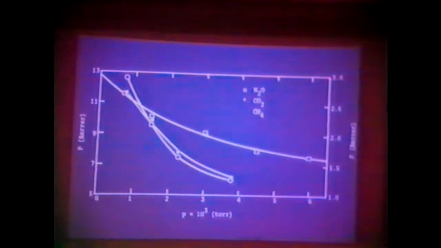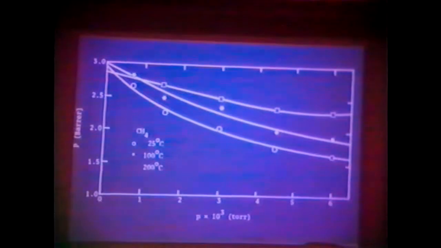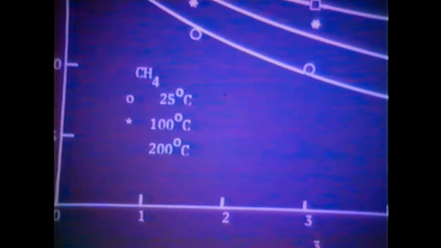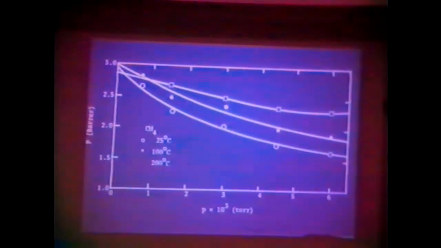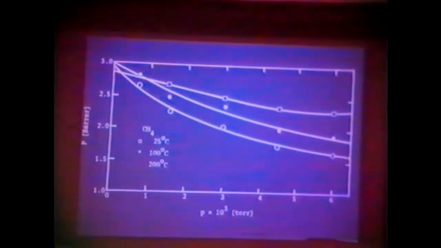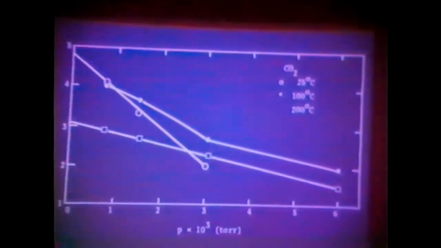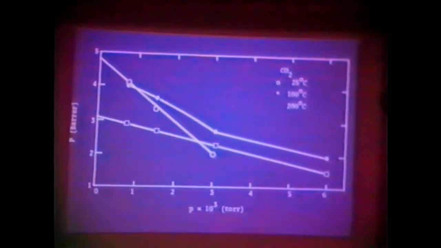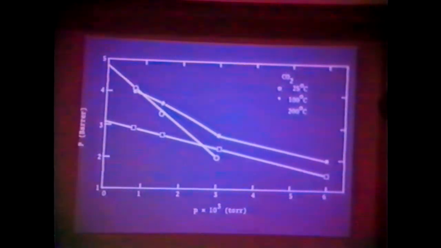N2O, carbon dioxide, and methane. As we increase the temperature, we can see, this is for methane, that the decrease in the permeability is slowed down. And another example for carbon dioxide, we can see that the decrease in the permeability with pressure is slowing down as we increase the temperature. I'll try to explain all those results.